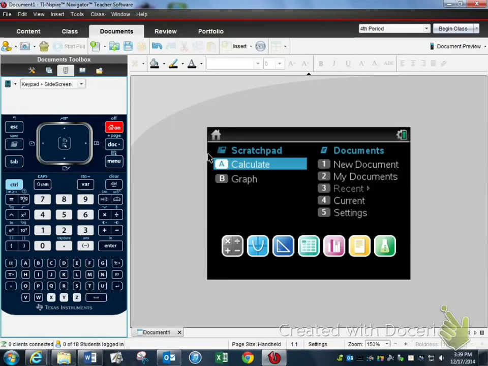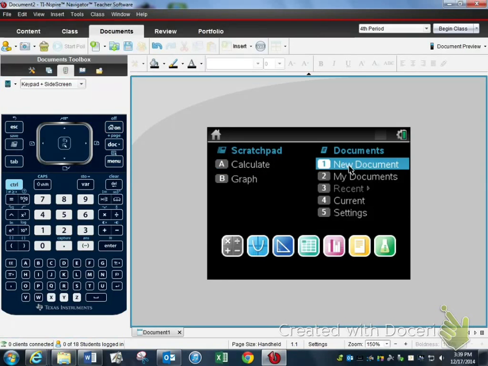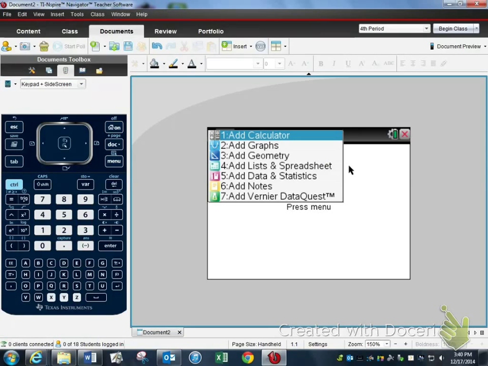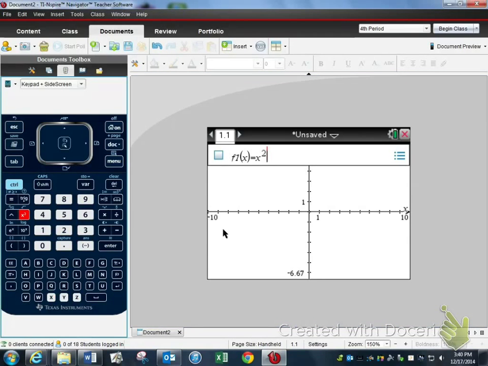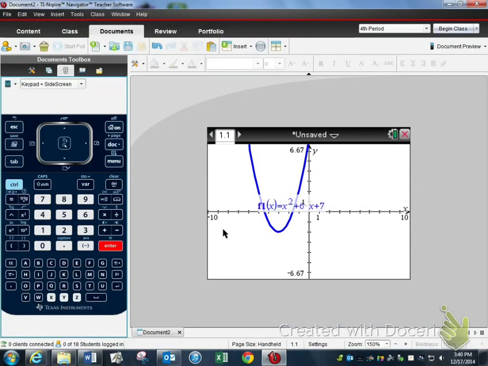First thing you want to do is choose a new document. Go to your home screen and choose New Document. Then we are going to choose to add a graph. So choose number 2, add a graph. Then we're going to punch in a quadratic function, which I am going to choose: x squared plus 6x plus 7. I want to graph x squared plus 6x plus 7. And I'm going to hit enter to graph it.